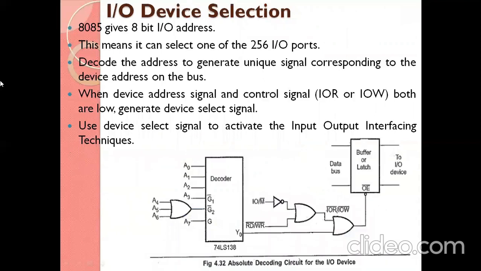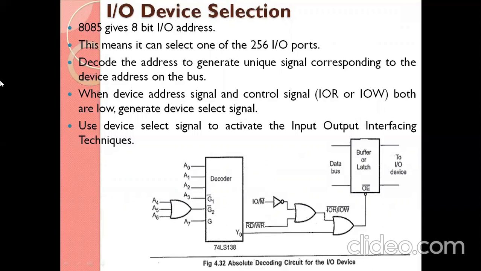IO device selection. Now we are going to see how to select the IO device. There is a buffer and latch available in the port. For an input device, there is a buffer which will be enabled. For an output device, the latch will be enabled. On the right side there is an IO device, whether it is an input device or output device. On the left side the microprocessor is connected. Here we have a decoder. Only 8 lines are used, so it is called the IO mapped IO technique.